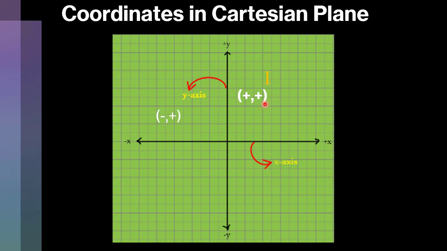Similarly, the second quadrant which you are looking at will have negative abscissa since it lies on the left side of the y-axis, and positive ordinate since it's above the x-axis. So this second quadrant has minus and plus. This kind of value will be denoted in the second quadrant. Similarly, in the third quadrant, both abscissa and ordinate will be negative. And in the fourth quadrant, the abscissa will be positive and the ordinate will be negative.